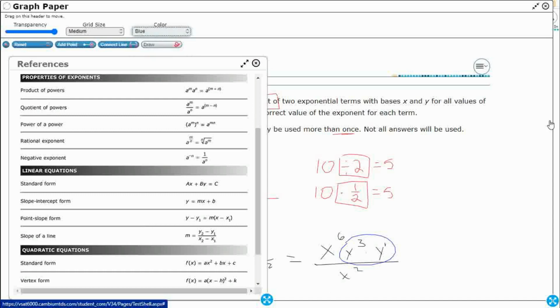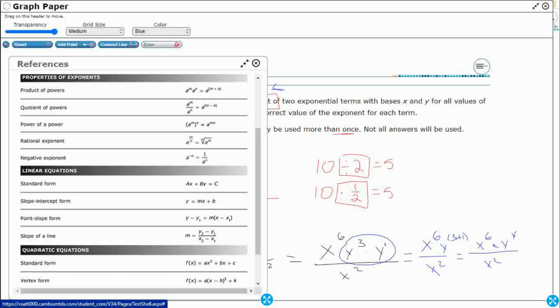So what happens when we multiply two bases that are similar? You see it right there: a to the m times a to the n equals a to the m plus n. So you just end up adding the two powers. So x to the 6th, y to the 3 plus 1, over x squared, and that's just going to end up being x to the 6th, y to the 4th, over x squared.